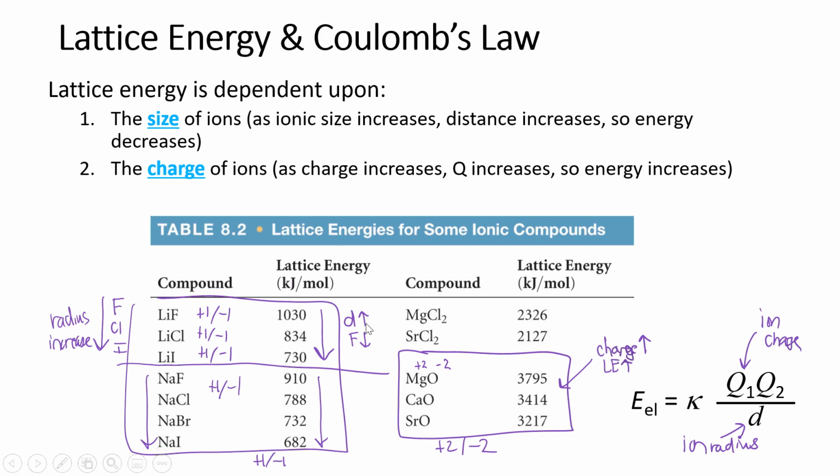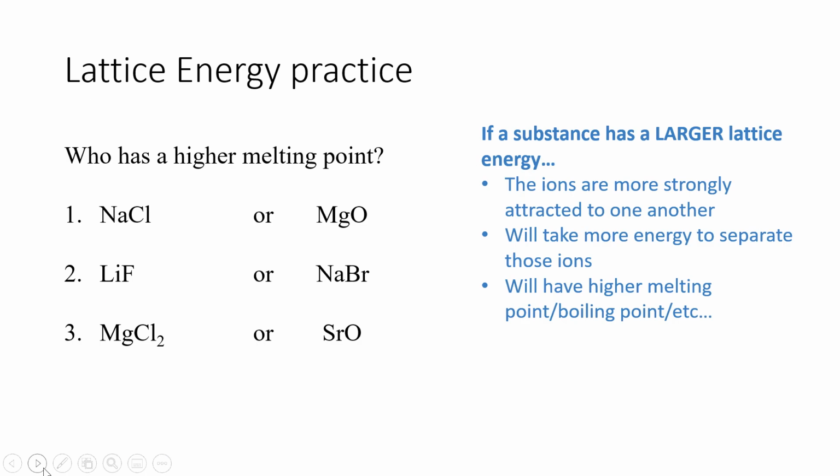So it's almost like 3 to 4 times as big. And then still within these, as the radius increases, the lattice energy decreases. So those are the trends we want to observe here, and we want to use these patterns right here to make some predictions about who would have relatively larger, smaller lattice energies. So here's some examples here. So we want to predict who would have a higher melting point.